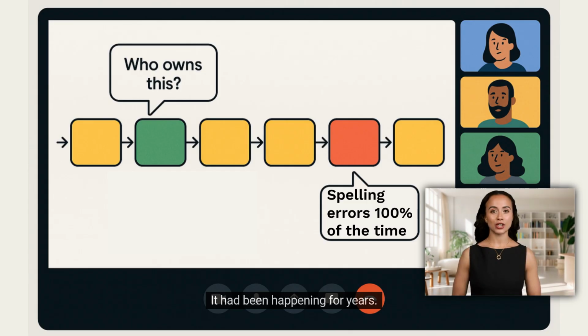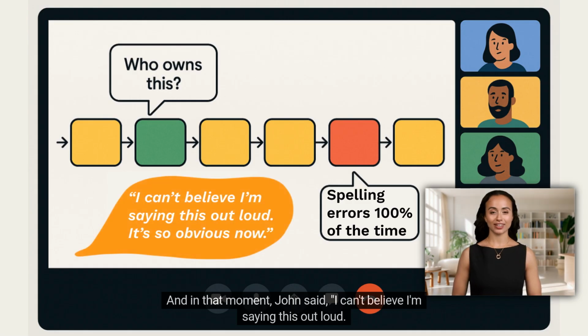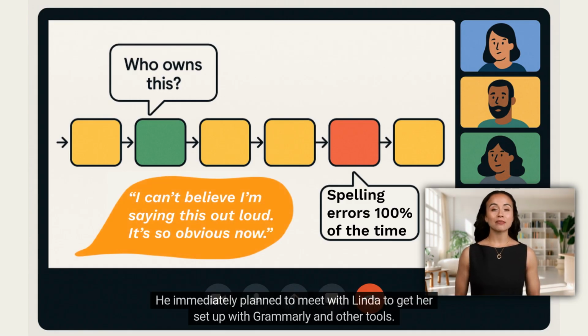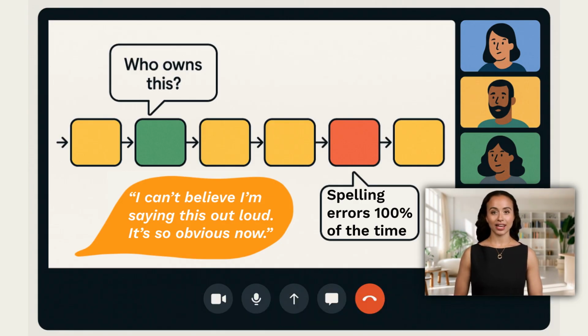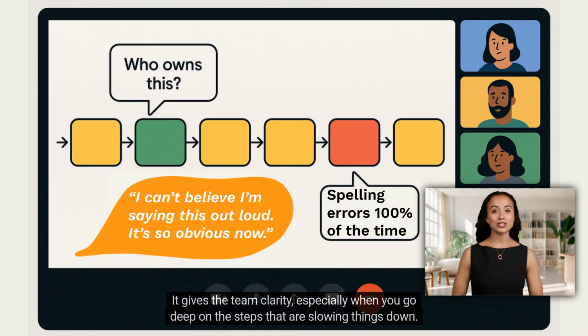It had been happening for years. And in that moment, John said, "I can't believe I'm saying this out loud. It's so obvious now." He immediately planned to meet with Linda to get her set up with Grammarly and other tools. And that's the power of process mapping. It gives the team clarity, especially when you go deep on the steps that are slowing things down.